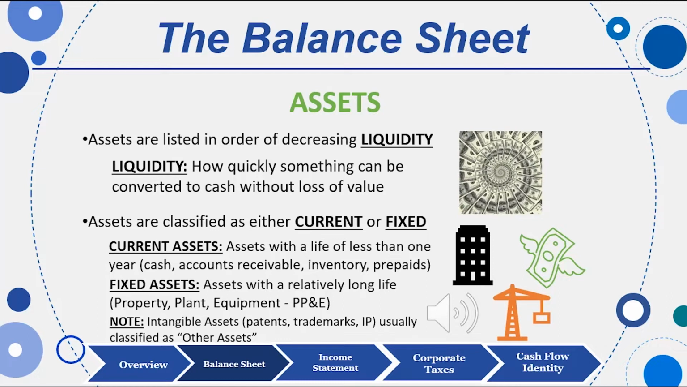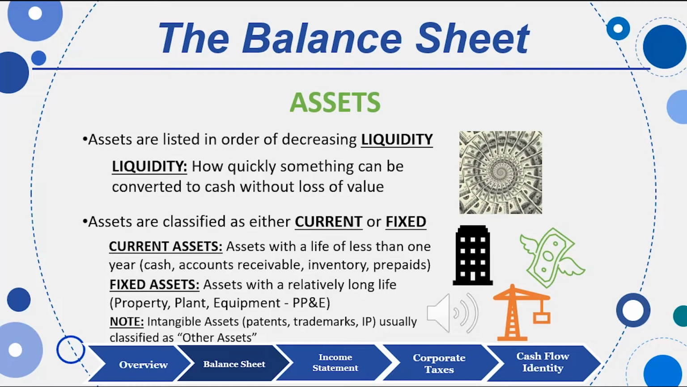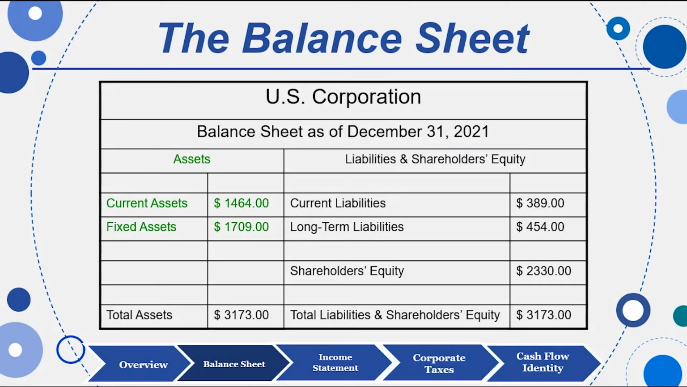That's what liquidity means. Current assets are assets with a life of less than 1 year. And fixed assets are longer-term assets with relatively long lives. Like I said before, intangibles, patents, trademarks, intellectual property, copyrights are usually classified and listed as other assets. Assets minus liabilities equals shareholders' equity.